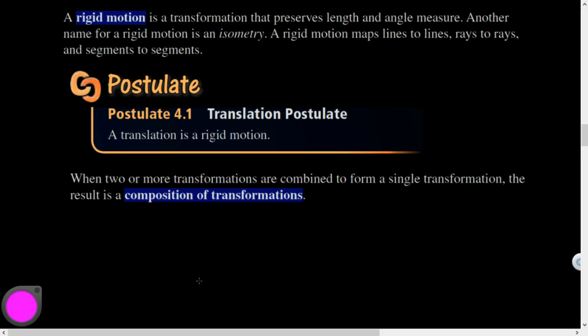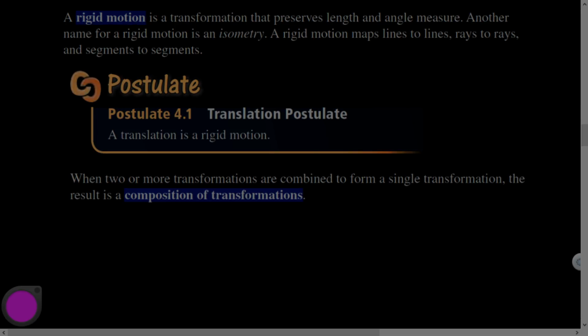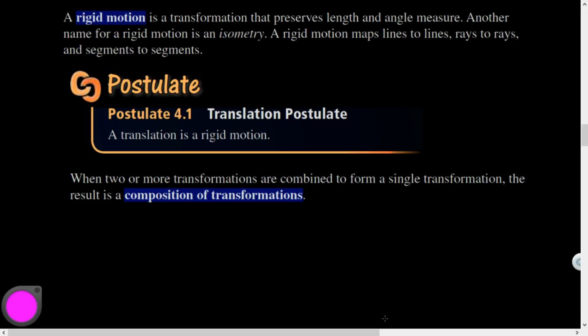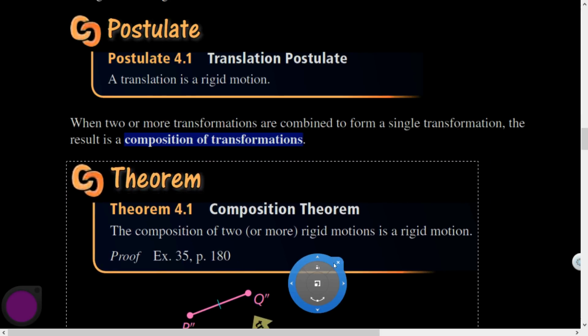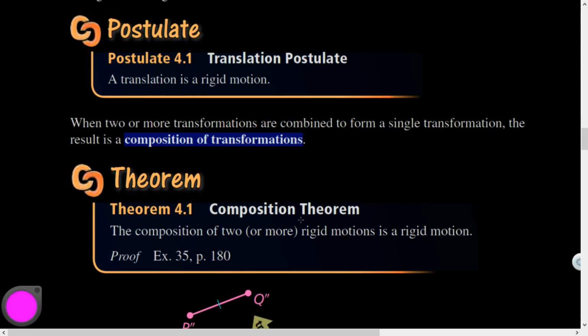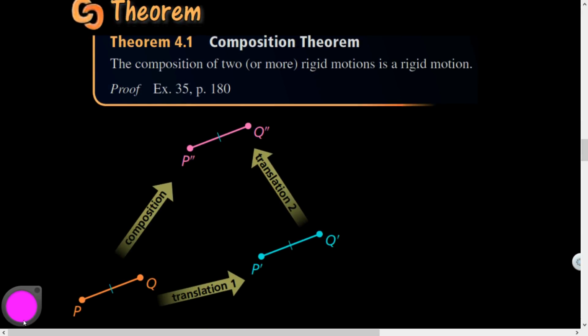Also, there's this idea of composition of transformations, in which you can do multiple transformations one after another, and that's good stuff. The composition of two or more rigid motions is a rigid motion. That's a theorem, friends. Composition theorem. Basically that's saying, if I map P, Q to P prime, Q prime, and then map that to P double prime, Q double prime, the composition would be the shortcut. And that is also going to be congruent.